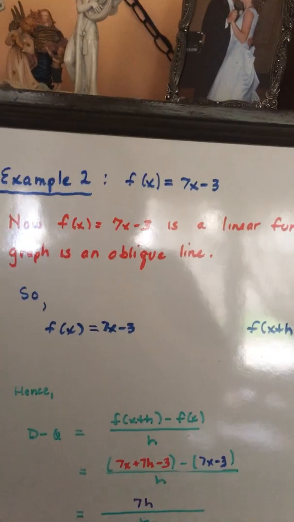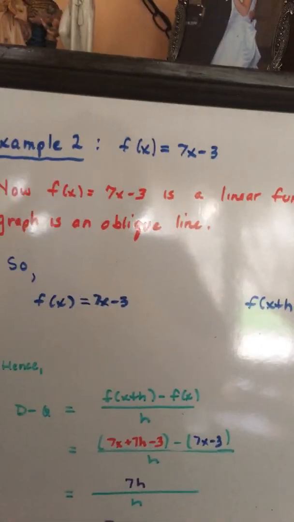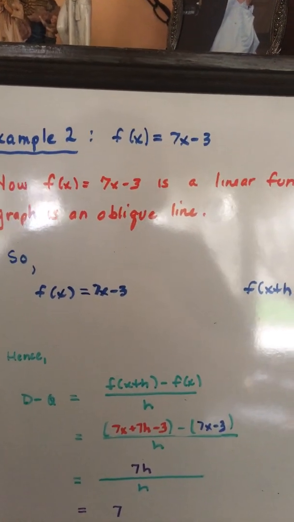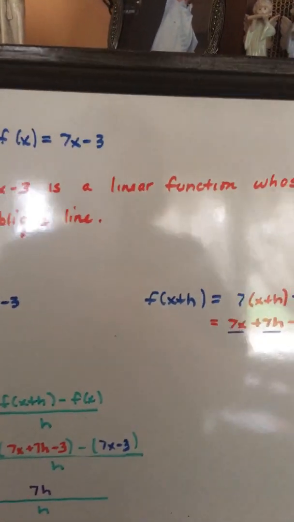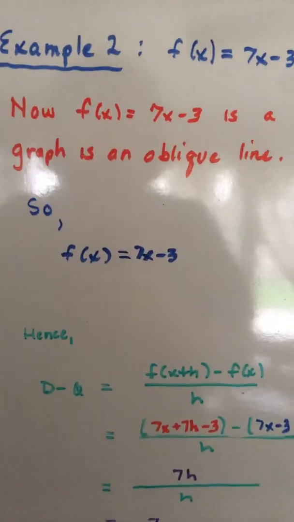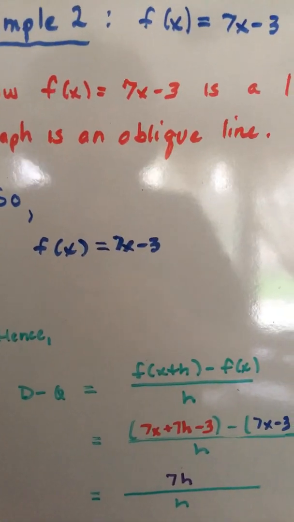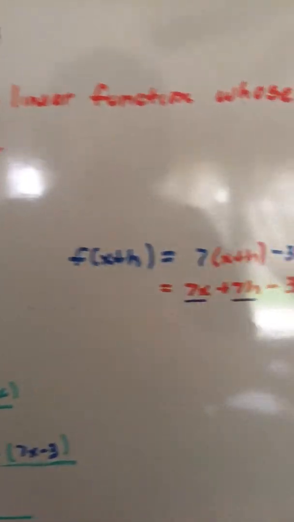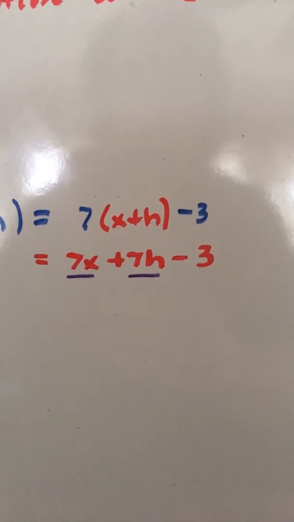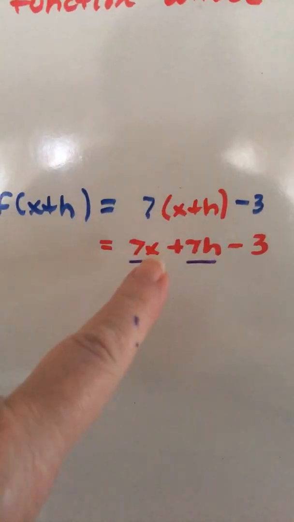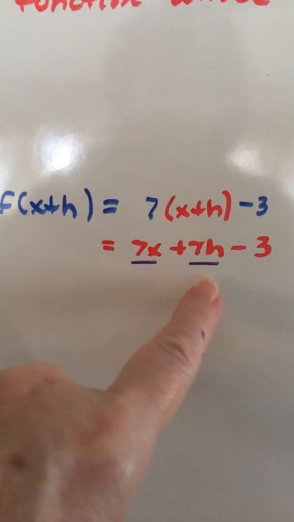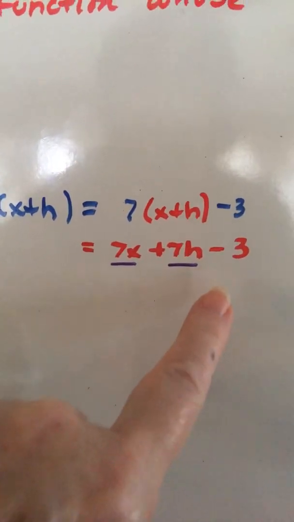So now we have an oblique line, and we know that its slope is 7, and let's show that it's true. It's a linear function, that's its name, but its graph is an oblique line. So given f of x is equal to 7x minus 3, I'm going to substitute x plus h for x, and I get 7x plus 7h. Notice when we're linear, this matches. So a 7x yields a 7h every time.